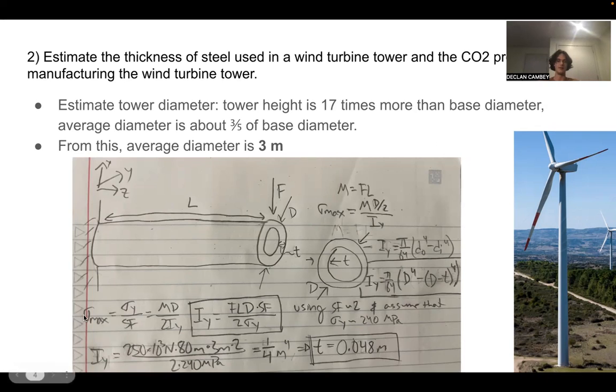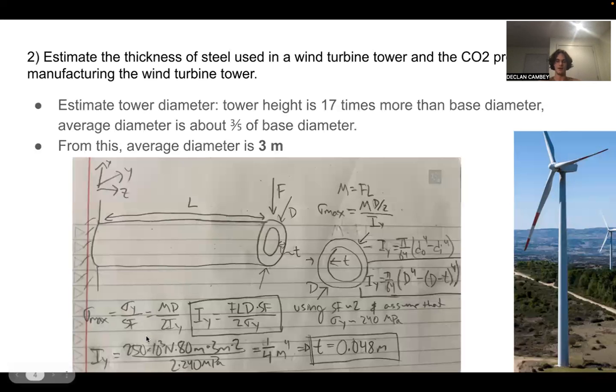Then I set the max stress equal to the yield stress over the safety factor. Assuming a safety factor of 2 and yield stress of 240 megapascals, I got the moment of inertia is F times L, where L is the length of the beam, times D, where D is the external diameter, times the safety factor, divided by 2 times the yield strength. So I got that the moment of inertia was 1/4 of a meter squared, and plugging it into the moment of inertia equation, I derived the thickness of the steel is 0.05 meters.